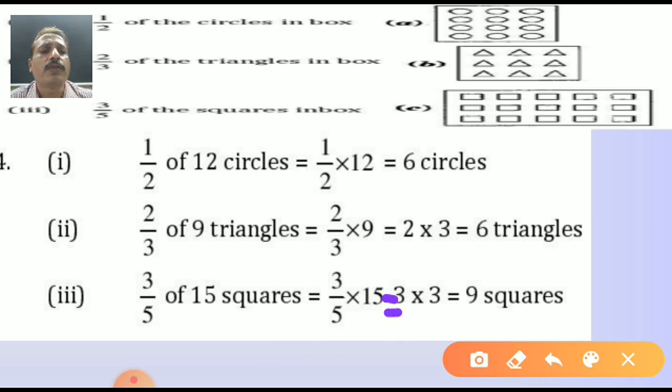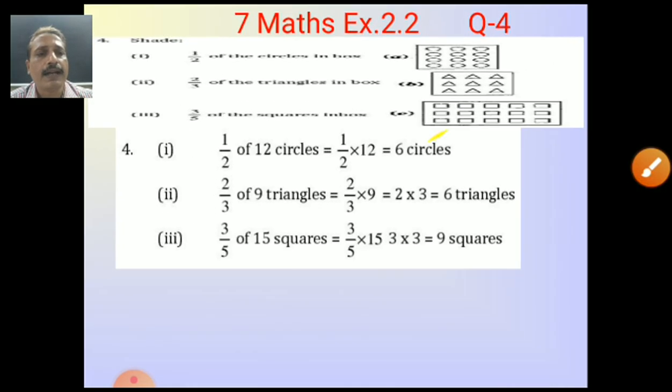3 multiplied by 3, because 5 1s are 5, 5 3s are 15. As a numerator side, you can get it is equal to 3 into 3. 3 3s are 9. Yes, very good.